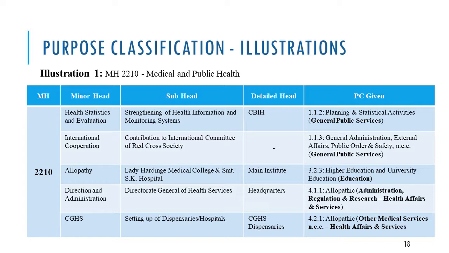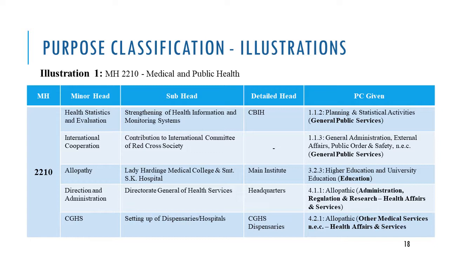For strengthening of health information and monitoring systems by CBIH, the purpose is given as 1.1.2, that is planning and statistical activities. Contribution to International Committee of Red Cross Society is given purpose as 1.1.3. The main institute of medical college is given purpose 3.2.3, that is higher education and university education.